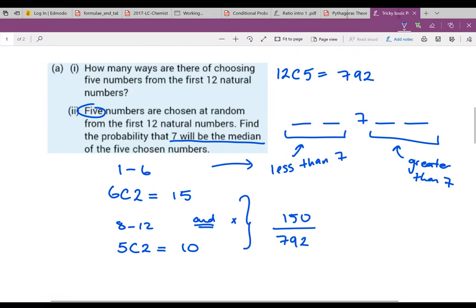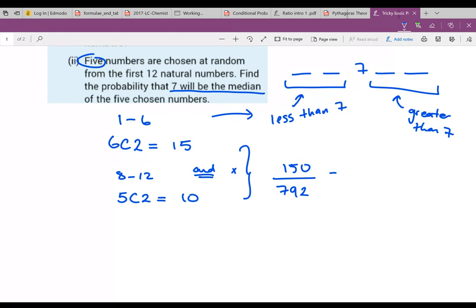So in picking 5 numbers, that simplifies down, if you wish, to 25 over 132.